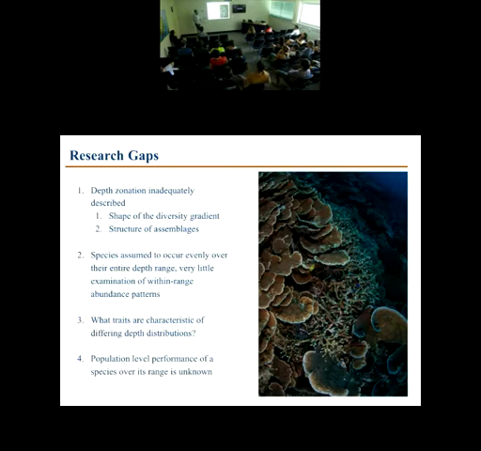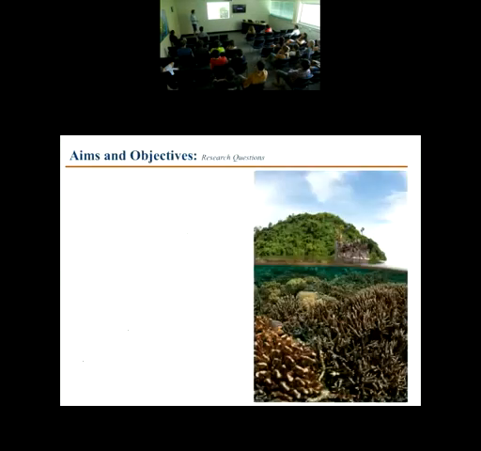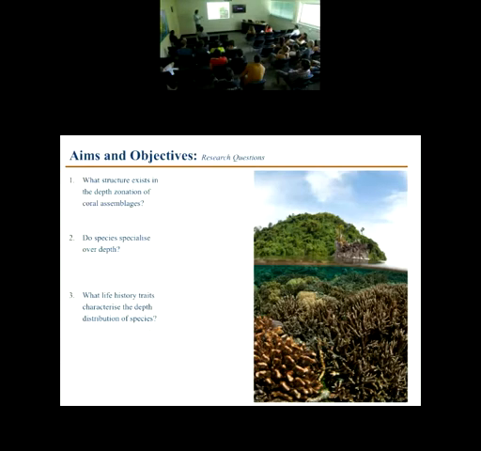Finally, the population-level performance of a species, so how it fills this niche which it occupies, is really still quite unknown. The aims and objectives of my study, so how I'm going to come up with a way to look at this, are, firstly, to look at what structure exists in the depth zonation of coral assemblages. Secondly, do species actually specialise over depth? Can we describe how species use depth, their depth preference and their specialisation? Thirdly, what life history traits characterise the depth distribution of a species? And fourthly, how does performance of a species alter over depth?